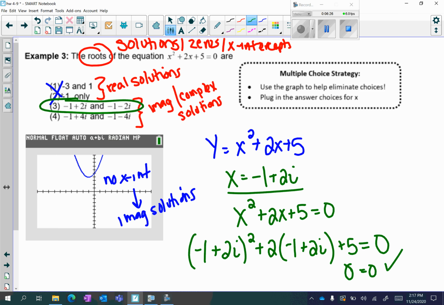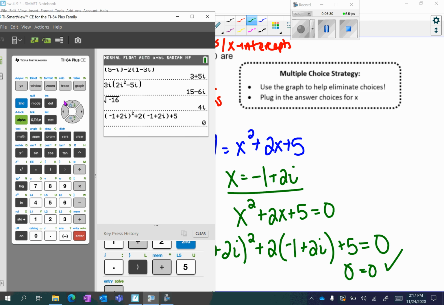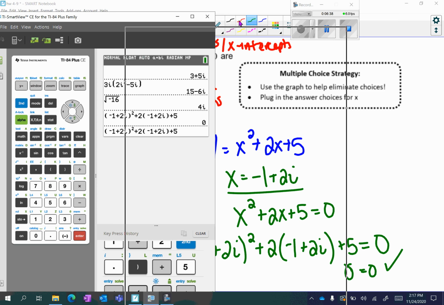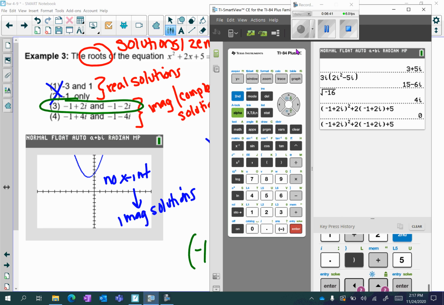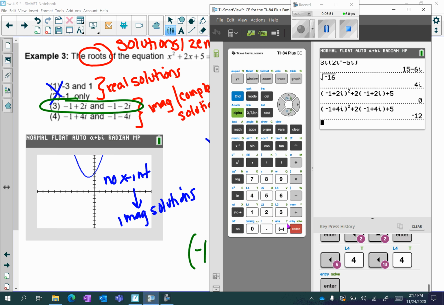Now, if you want to check choice 4 just to make sure that it doesn't work, I can actually scroll back up. Once it's highlighted, I can hit enter and it copies and pastes it for me. So choice 4, instead of negative 1 plus 2i, would be negative 1 plus 4i. So I can change my 2i's to be 4i's. And I get negative 12, which does not equal 0. It confirms that choice 3 should have been my solution.